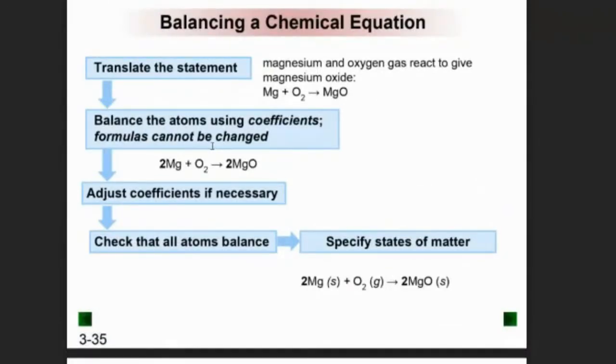The bottom one says states matter in there. I get kind of lazy myself and I tend to leave those off, but that's okay.